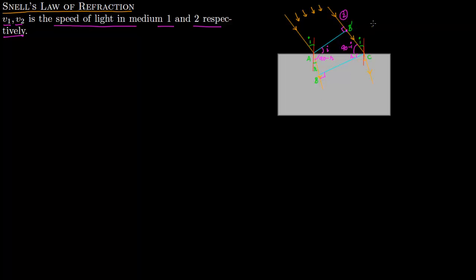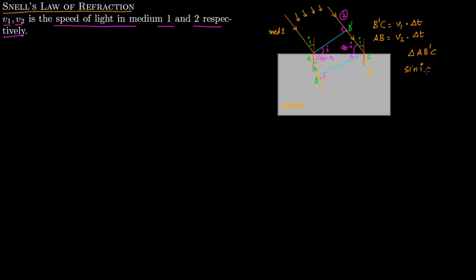So that means this distance B prime C is equal to speed in medium 1. So this is say medium 1, and this glass is medium 2. So B prime C is equal to velocity V1 multiplied by small time delta t in which this wave travels. AB is again the velocity in medium 2 times small time delta t. Now you focus on the triangle AB prime C.